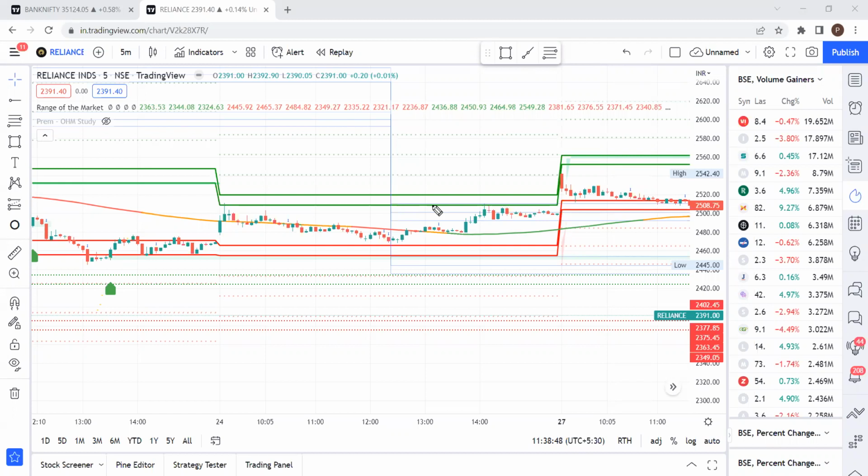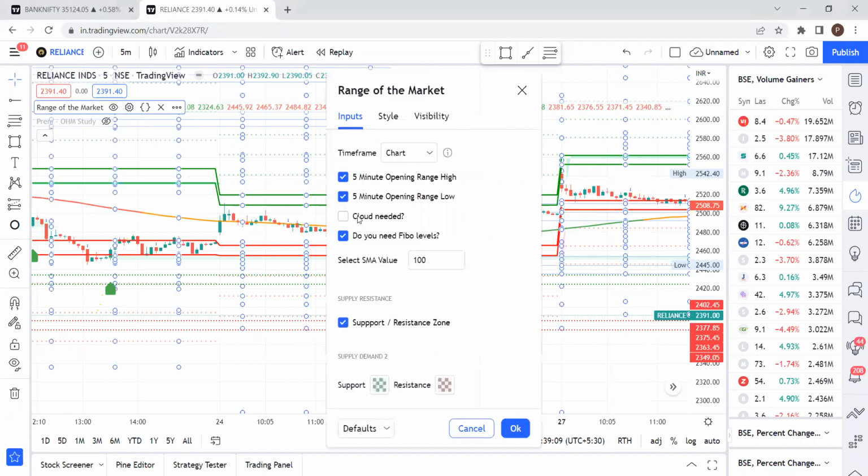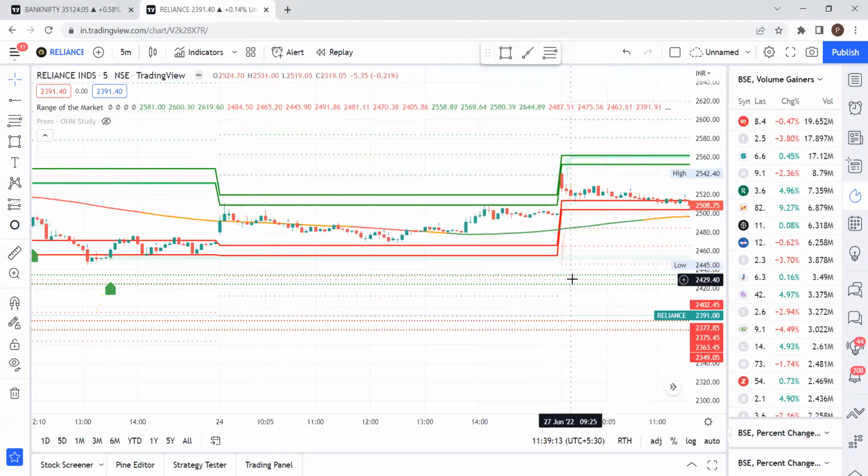Yeah, are gone. Okay. And also, sir, the way that you taught to draw the SR lines, support resistance lines on the basis of the OH levels high. Is that required to be made while we are using the range of the market or not? I'll repeat. Okay. I'll remove this one for clarity purposes.